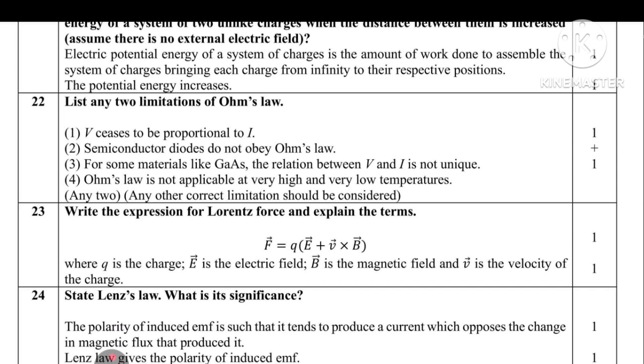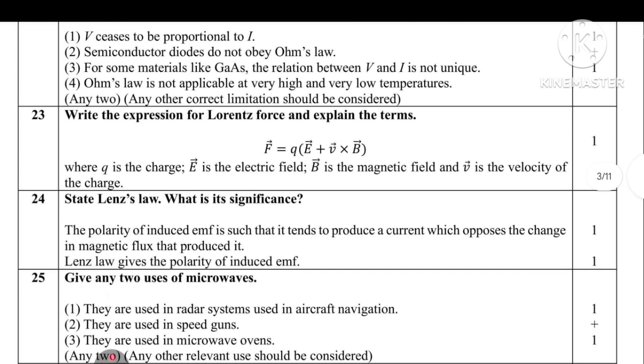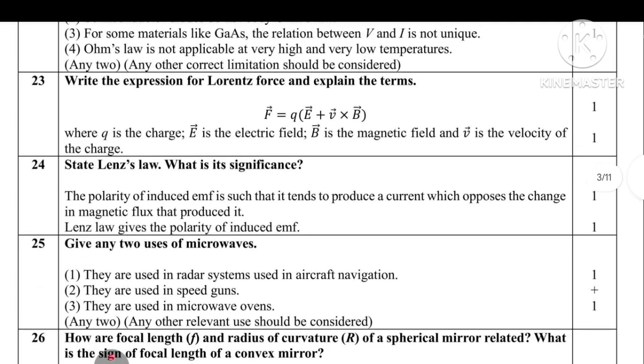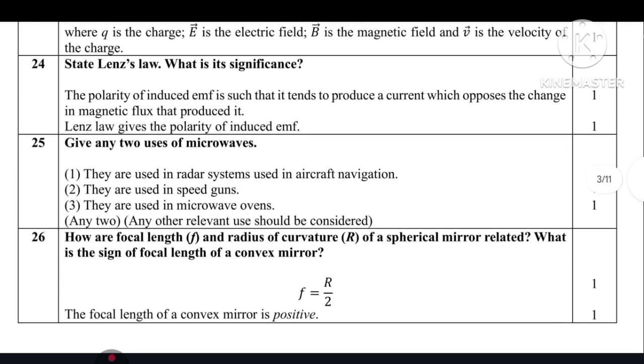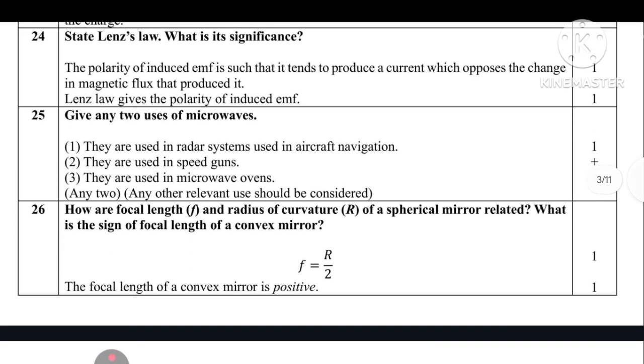A single point consists of half marks, so total will be 2 marks. So for the formula, 1 mark for the 23rd question, and 1 mark for writing the specifications of the formula or terms which consist. Go to the 24th, again 2 marks.